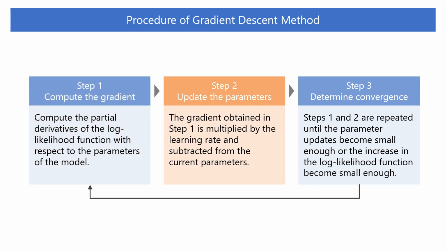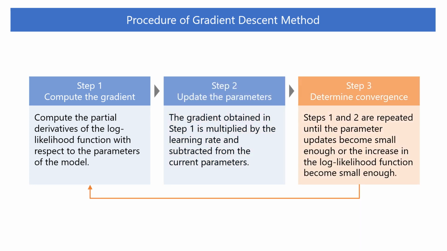The next step is to update the parameters. In this step, the gradient obtained in step 1 is multiplied by the learning rate and subtracted from the current parameters. Here, we are aiming to maximize the log likelihood function, so we add. But in a normal optimization problem, we would subtract from the parameters. This gradually updates the parameters toward their optimal values.